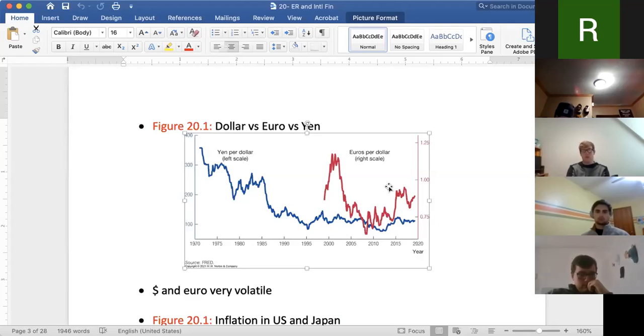Why initially did the dollar appreciate so much against the euro, right? If you see here in 2000, the dollar had a big appreciation versus the euro. And the reason is that interest rates in the US were much higher than they were in Europe. But then that turned around basically in 2002.